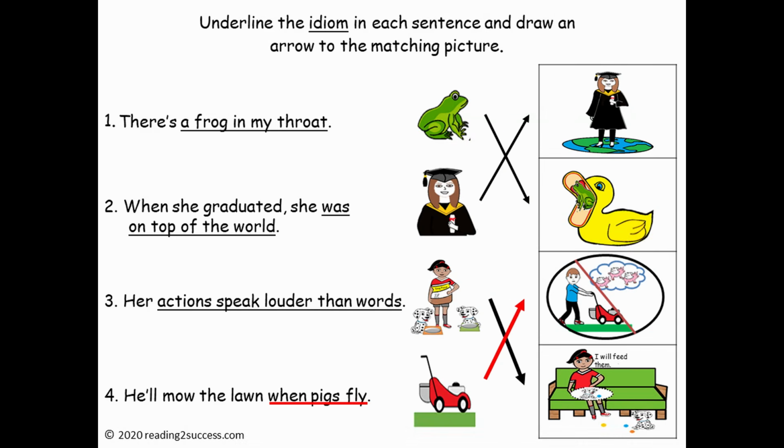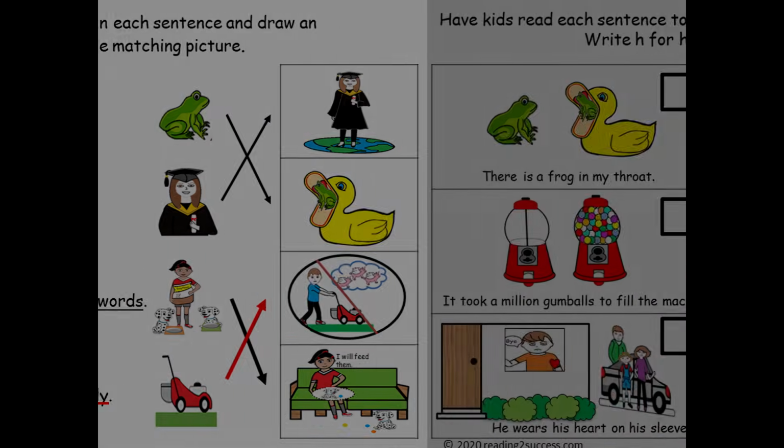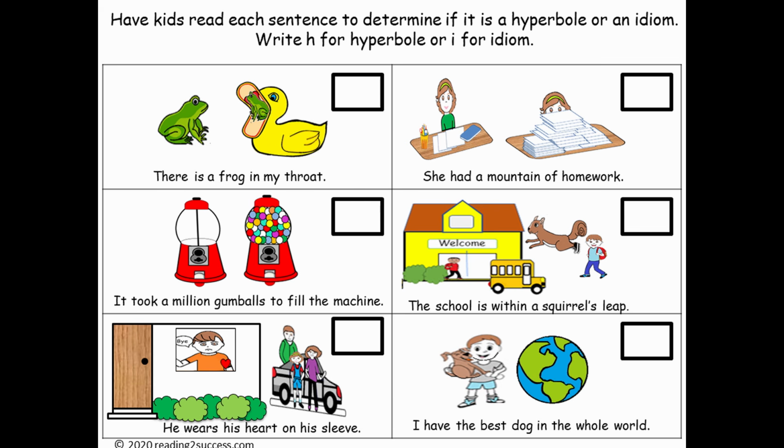This is the completed practice page. Have kids read each sentence to determine if it is a hyperbole or an idiom. Write H for hyperbole or I for idiom. This is the completed example.